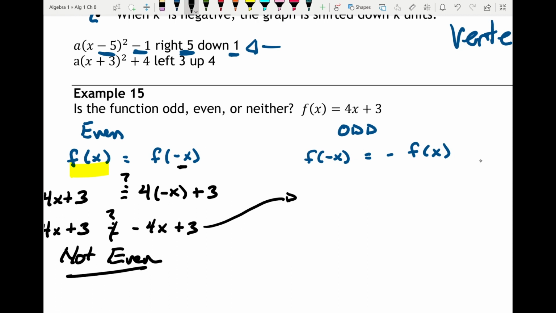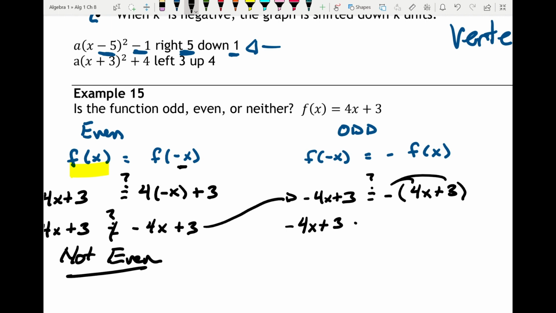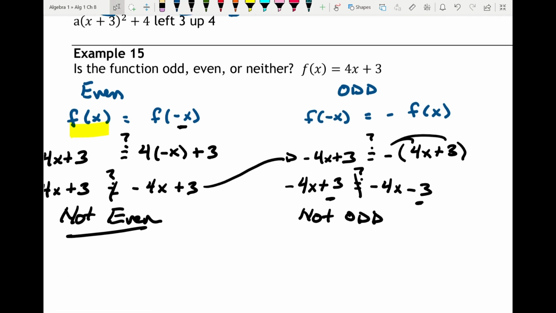Now on the right side, we've already got f of negative x right there. So I'm just going to copy it down. Negative 4x plus 3. And then on the right side, I'm going to plug in negative parenthesis, and then I'm just going to copy down f of x. That's 4x plus 3. Now I'll distribute in my negative, and on the left, it's going to stay negative 4x plus 3. And then on the right side, it'll be negative 4x minus 3. Here we have a positive 3 and a negative 3. So again, it's not equal, so it is not odd. And because it's not even and it's not odd, it's neither.